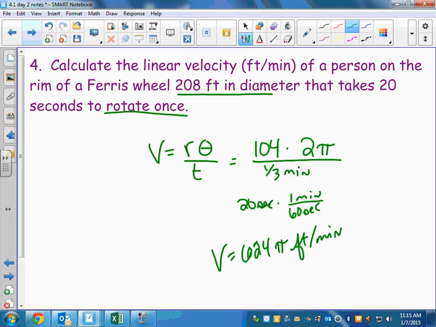I'm going to multiply by pi just so that you can think about this. 1,960.4 feet per minute is the distance, the linear velocity. I don't know about you, but that seems like a lot. Maybe I'm wrong. I just feel like it's not very fast.